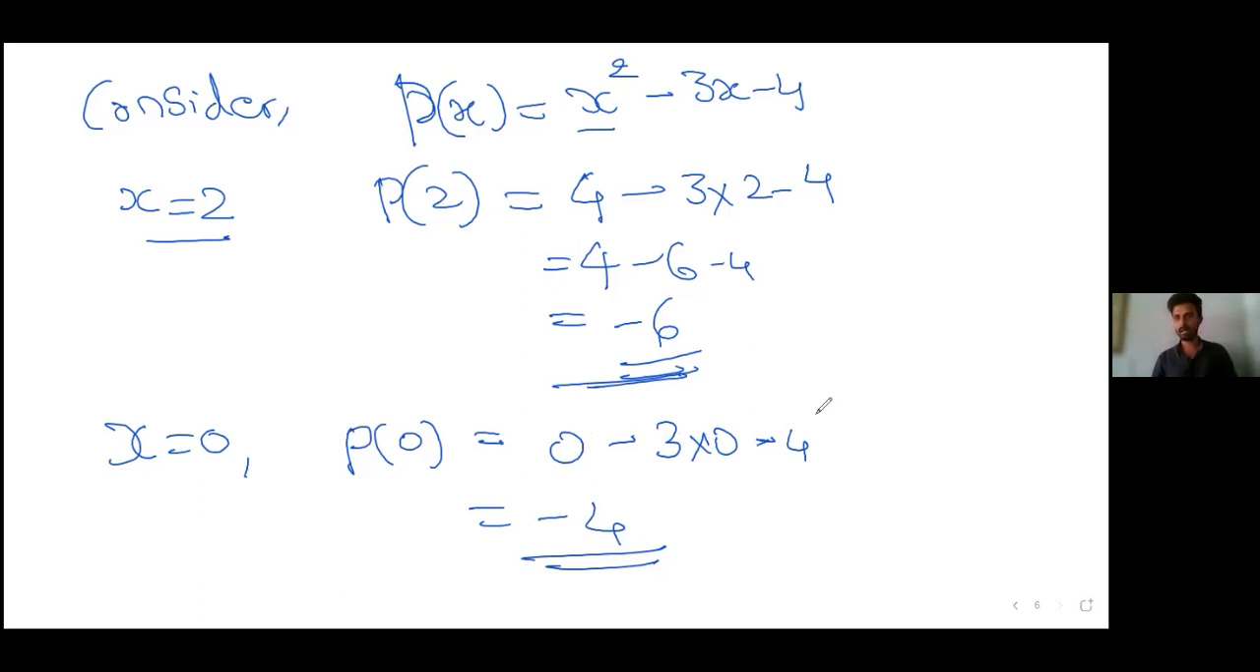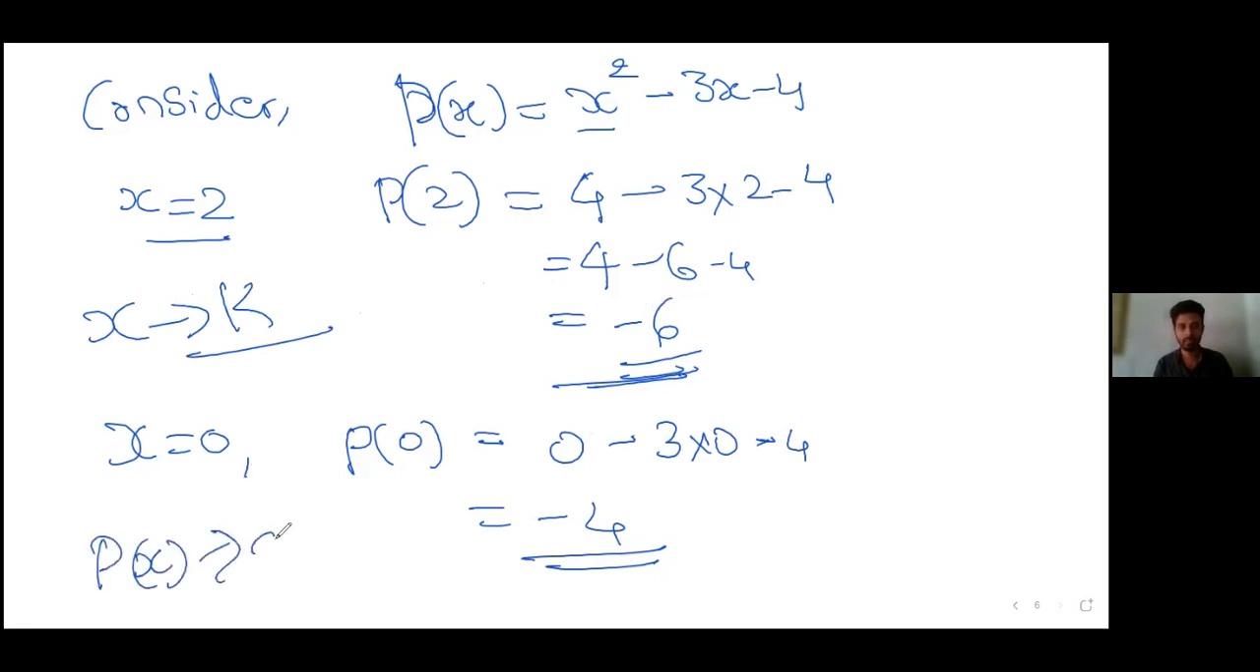Then I can say that if p of x is a polynomial in x, and if k is any real number, then the value obtained by replacing x with k is called the value of p of x at k, that is denoted by p of k.